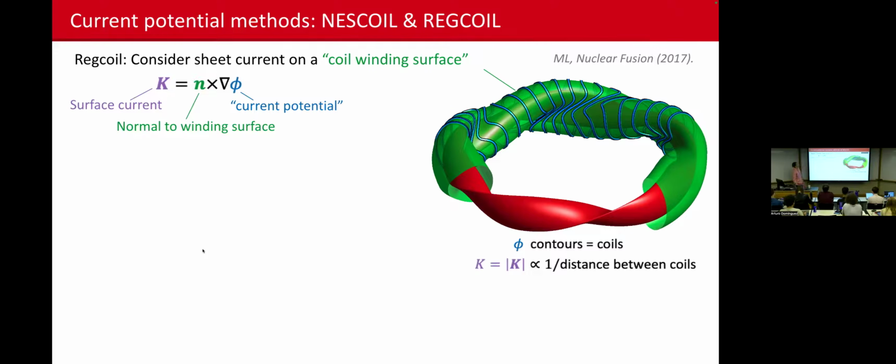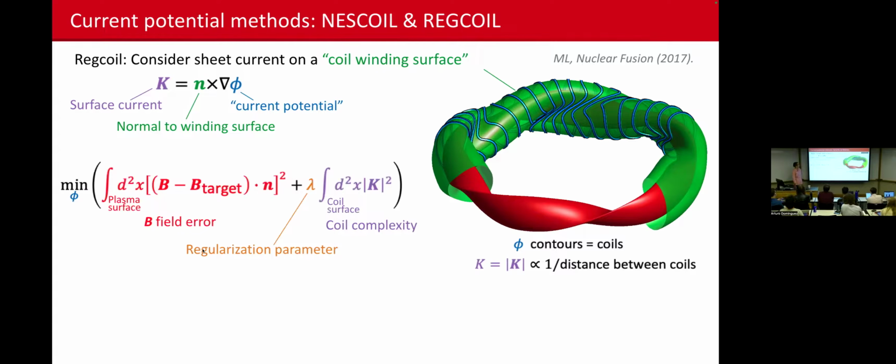Okay, so what's nice about this problem? What's nice about this is that if you have this surface current, you can actually write it as the normal cross gradient of the current potential. And this has a nice structure when you solve this problem. So to remind you, now what we want to do is choose this current potential. We want to minimize its distribution on this winding surface in order to match the plasma surface. So get the thing we got in stage 1, it's the B field there.